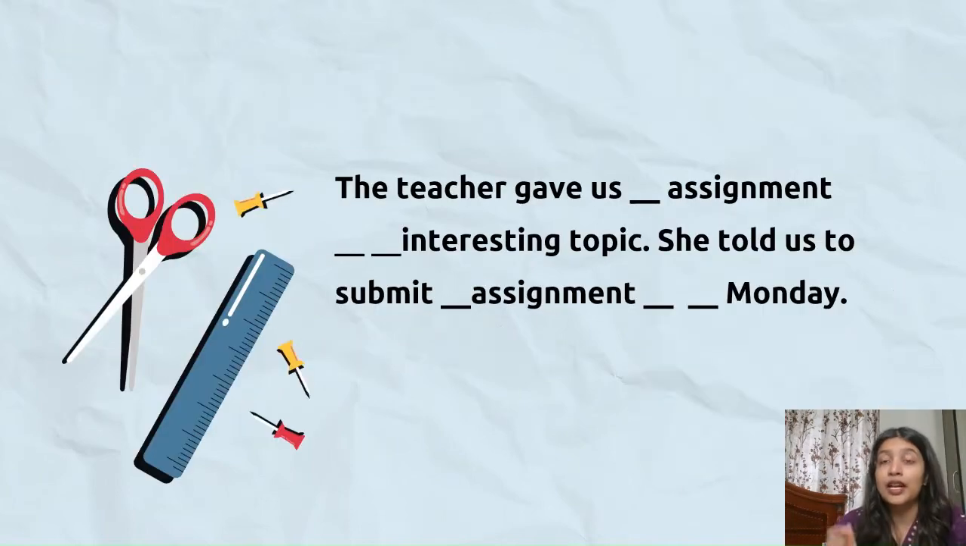The teacher gave us an assignment on an interesting topic. She told us to submit the assignment on Monday. So the preposition on Monday is correct usage for days and dates. On is used for days and dates. So here before Monday we'll be using on. I would not explain why we use a and the, considering that you already know the general principles of a and the.